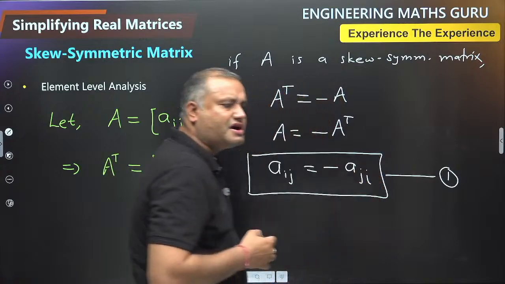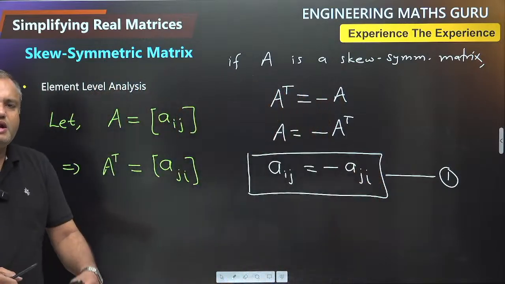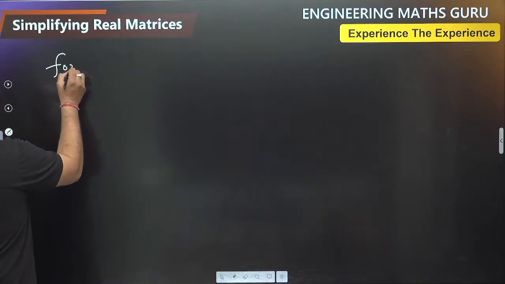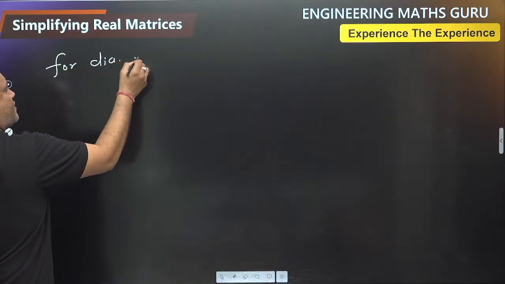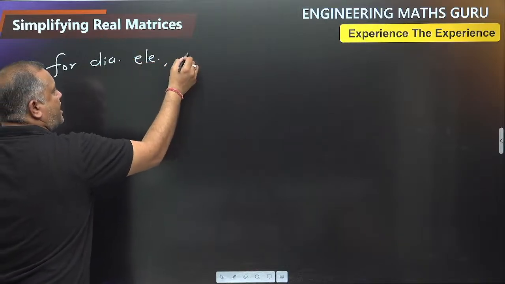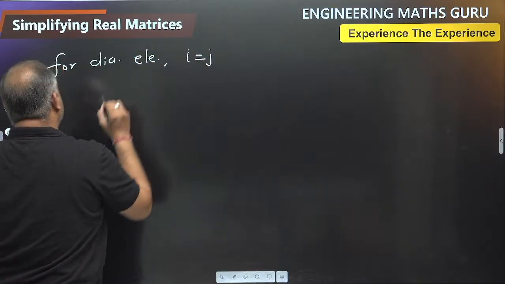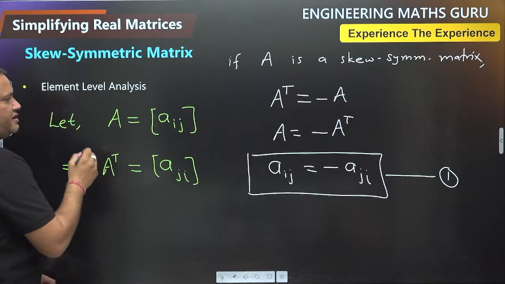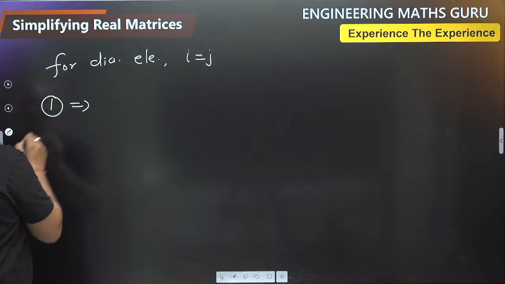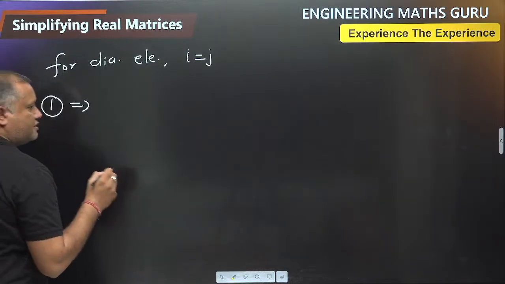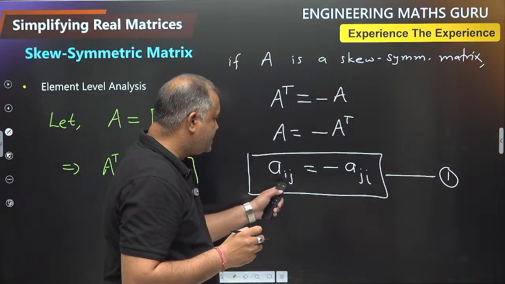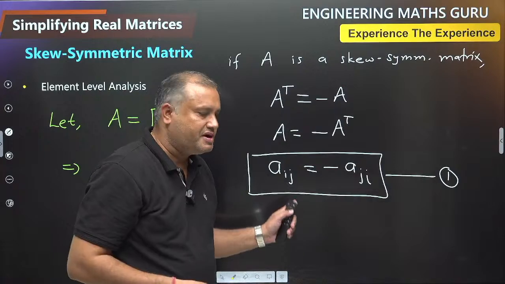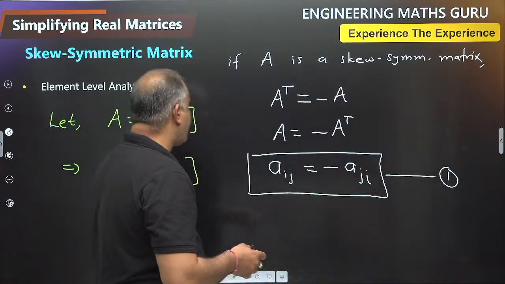Now what is the condition for diagonal elements? For diagonal elements, tell me, i is equal to j, row number is equal to column number. Let us put this in equation 1. We just substituted this in equation number 1. So what we got? a ij will become a ii, i and j both are the same. a ii equal to minus a ii.